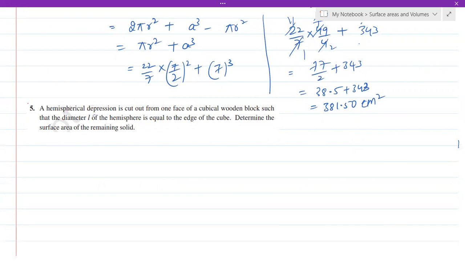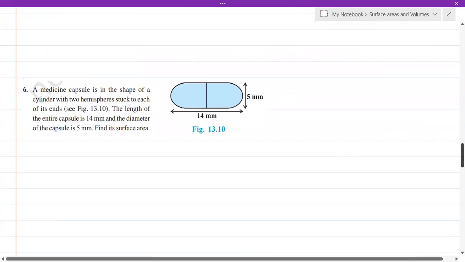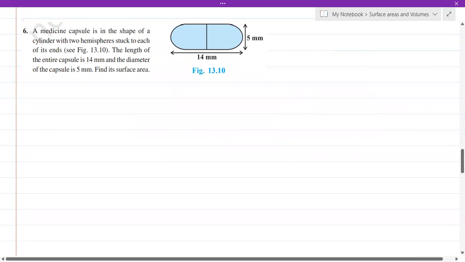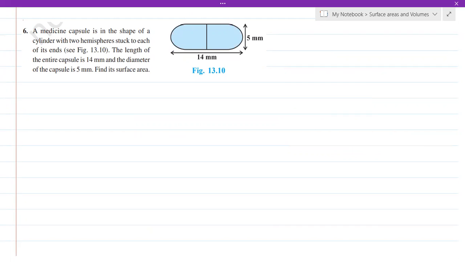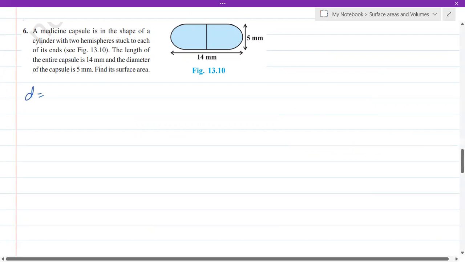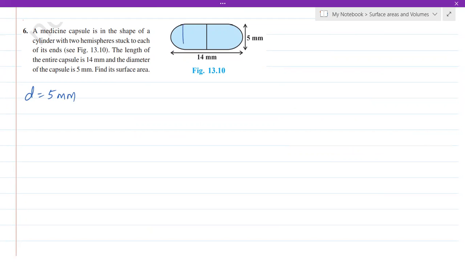Let's get into the next question. A medicine capsule is in the shape of a cylinder with 2 hemispheres stuck to each of its ends. The length of the entire capsule is 14 mm. The diameter of the capsule is 5 mm. So diameter D is equal to 5 mm. Find its surface area. Now this part is a hemisphere, and here also you have a hemisphere.